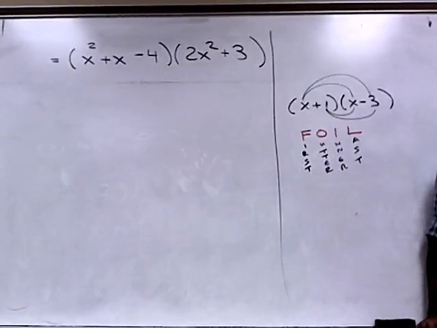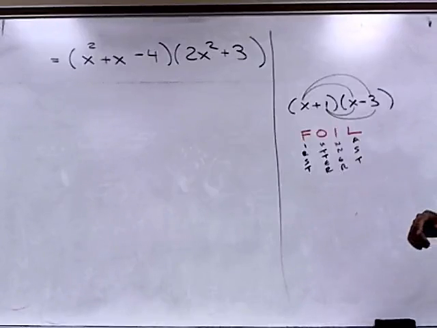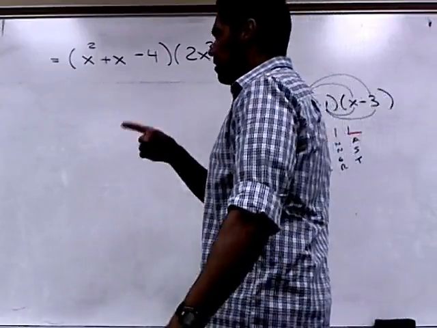So how do you do it? If FOIL won't work, how do you multiply those two? Anyone know? Can't you just distribute? Normally you would multiply the x squared by 2x squared plus 3 and multiply the x by the 2x squared plus 3. And then. That's the correct systematic approach.